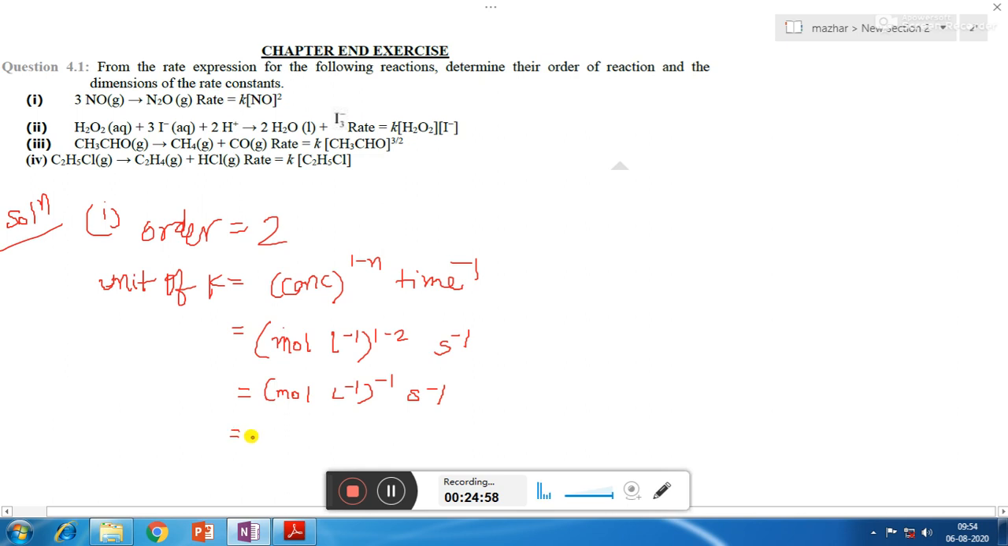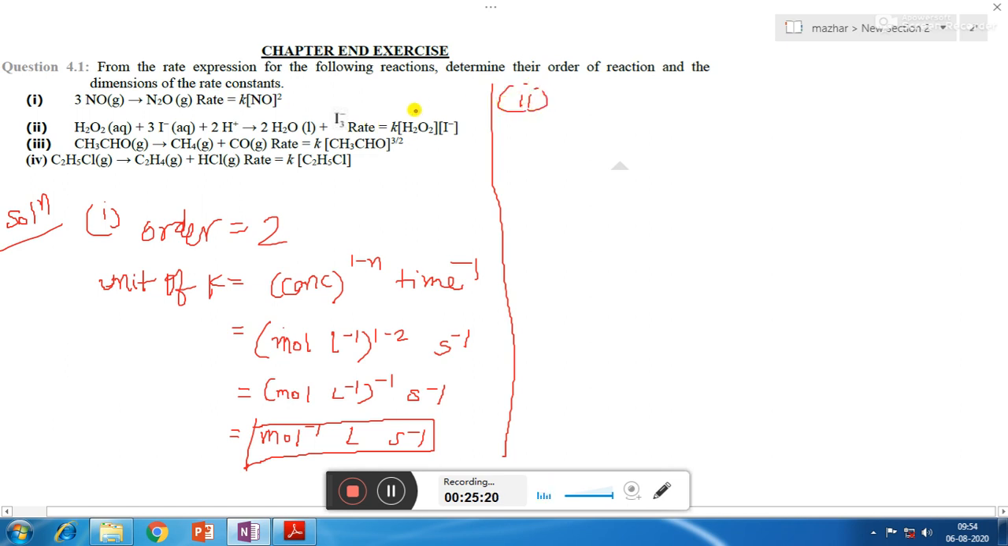Now when we open the bracket, it will be mole raised to minus 1, and liter raised to minus 1 into minus 1, so that will become plus 1. So mole inverse liter second inverse will be the unit of K. Mole inverse liter second inverse. In the same way, we can find the order and unit of K for the remaining numericals.